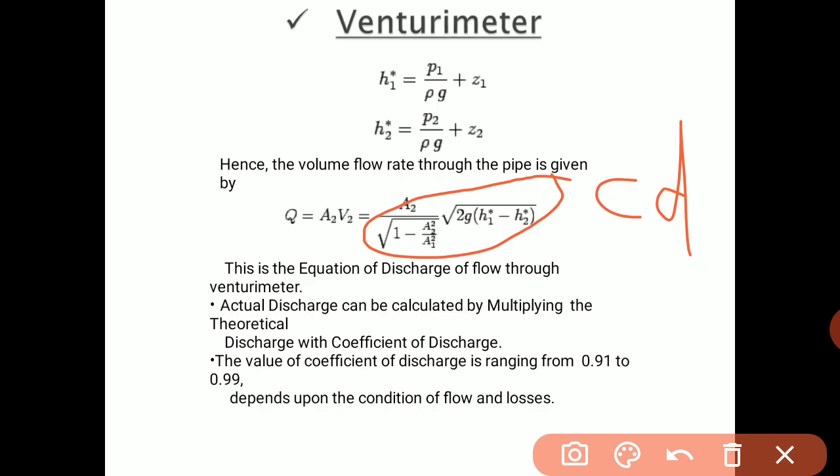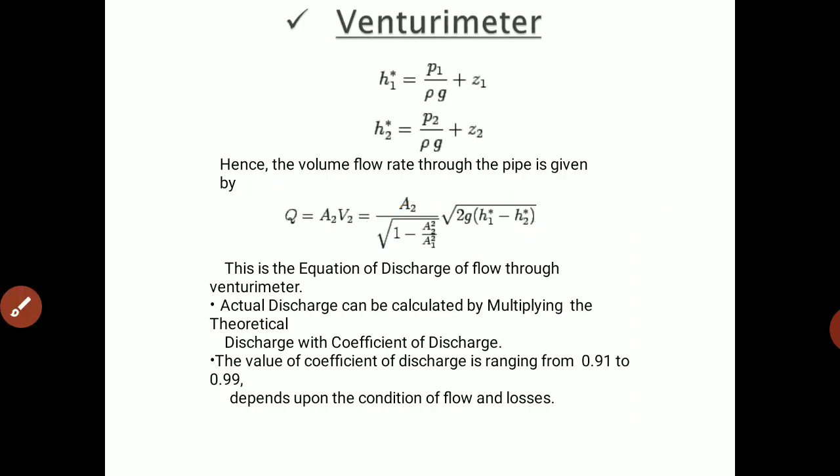This is the coefficient of discharge, CD. The value of the coefficient of discharge ranges from 0.91 to 0.99 and depends upon the condition of flow and loss. So just remember this Q term and the range of the coefficient of discharge, 0.91 to 0.99. So this is about the venturimeter.